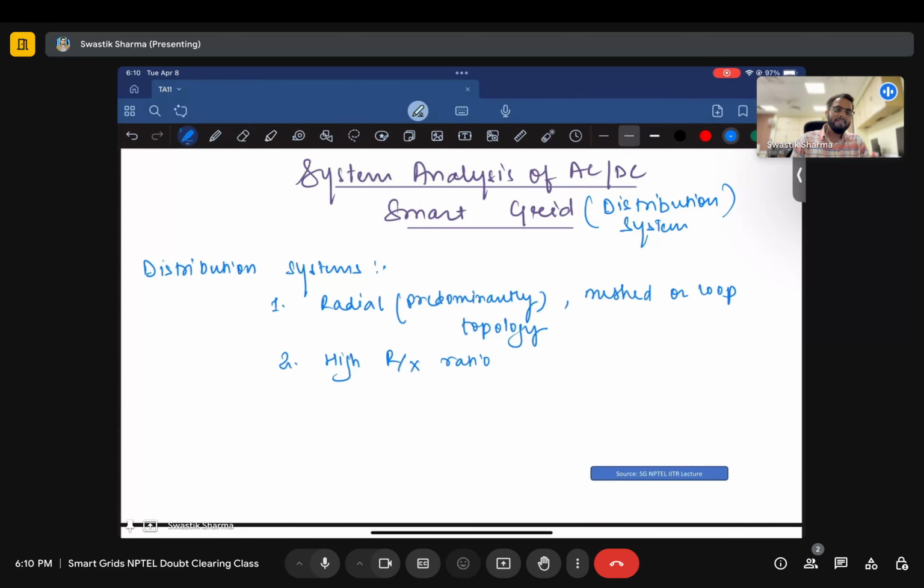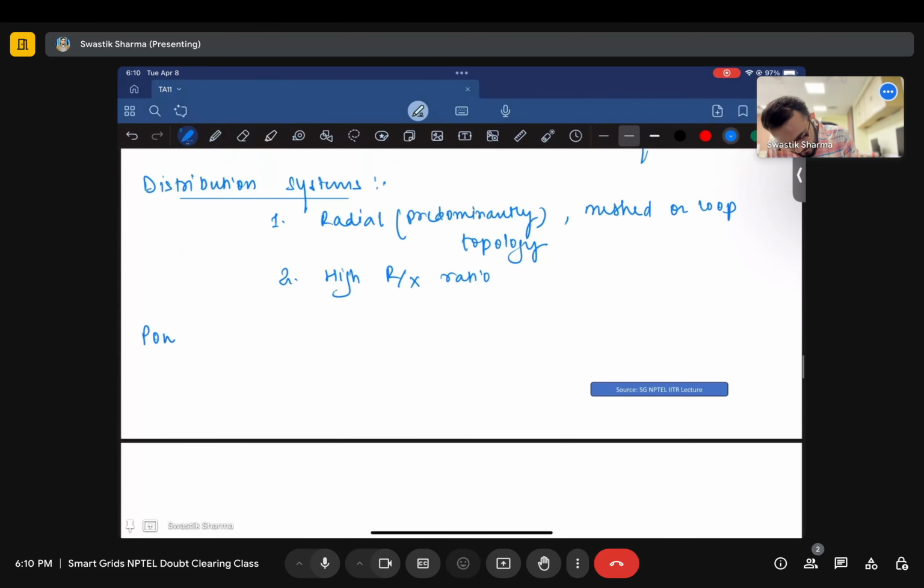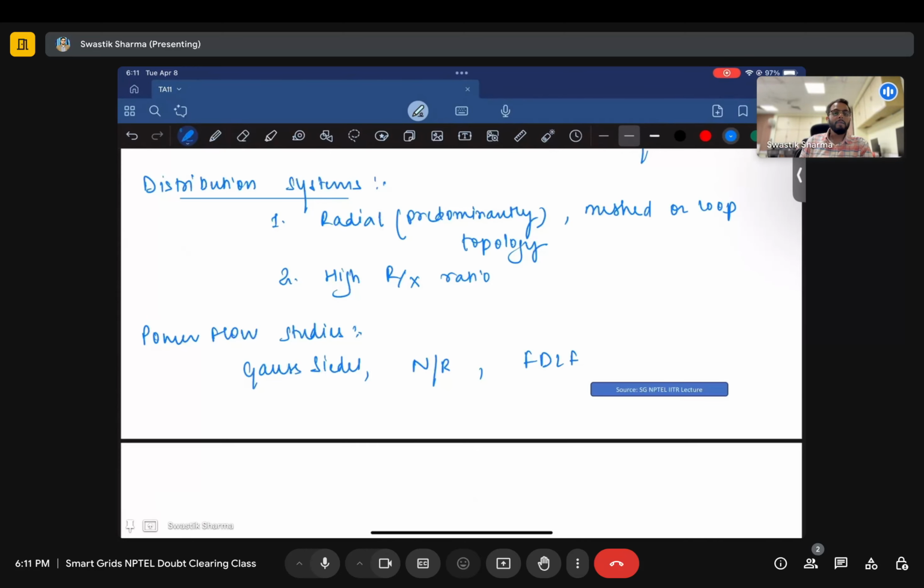When I say high R by X ratio, it means that the resistance dominates the reactances, right? And now, due to this high R by X ratio, the conventional power flow studies, the Gauss-Seidel, the Newton-Raphson, or fast decoupled load flow, are no longer applicable to this.